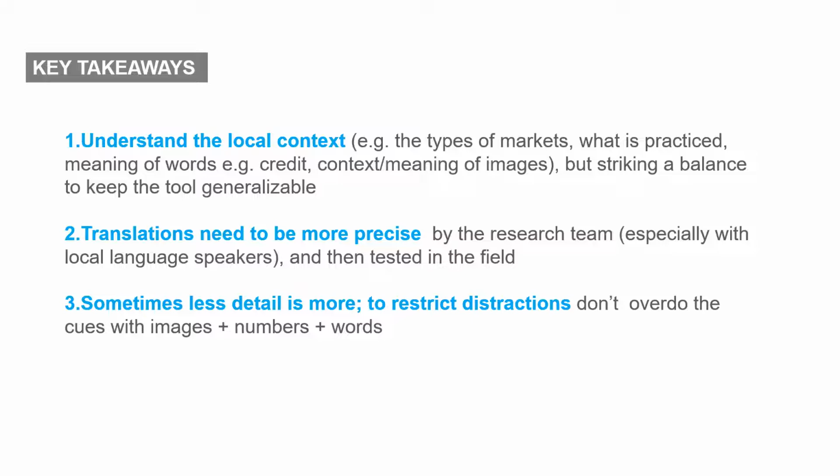And also the translations need to be very precise because, as we had discussed, it took two days for us to do the translation. In spite of it, there were terminologies that were still difficult. But after field testing, we came to know even simpler words from the participants, and that was very helpful. And the last thing is, as always, less is sometimes more. So don't overdo things when you're giving visual cues, like don't include all the images, numbers and words and everything that is possible. Keep it minimum, and that will be the cue.